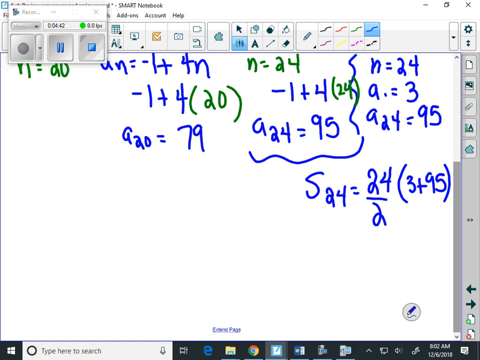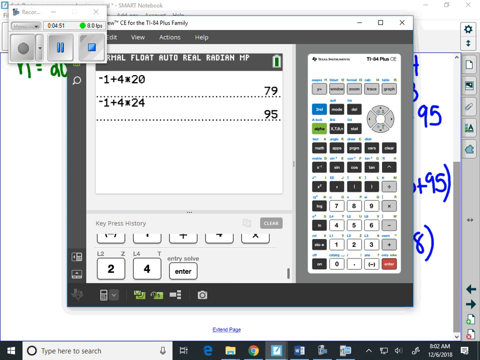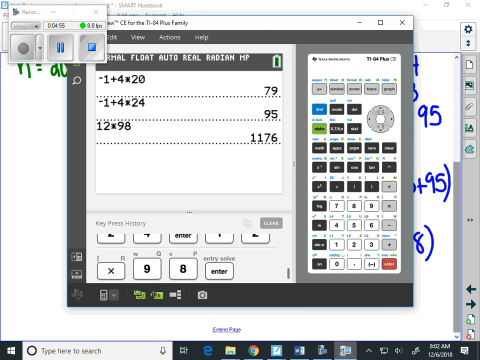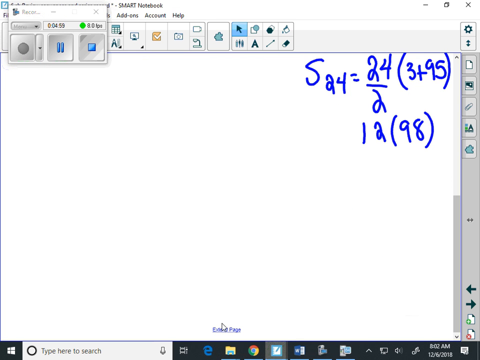Again, you can type this in your calculator. 24 divided by 2 is 12. 3 plus 95 is 98. You can just type it in your calculator. A little bit easier for me to do 12 times 98. And this is going to give us the sum here, which is 176.